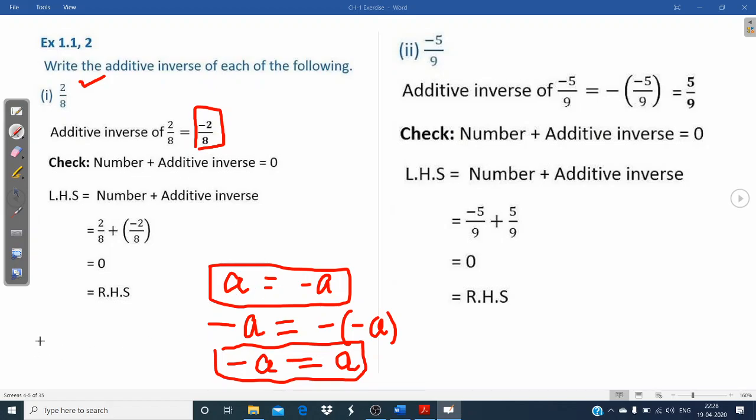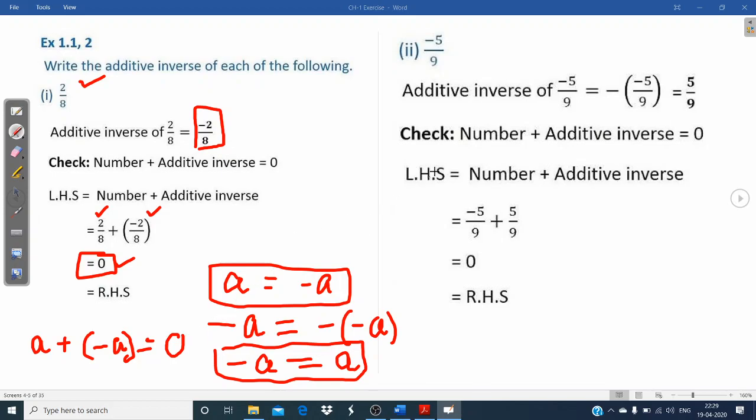Now if you want to check, you can check this property also: number plus additive inverse. This we have also seen in the property in the last video. If a term is a, its additive inverse is minus a. And if you add these two, what do you get? 0. So you have to check this also. Number 2 by 8 plus its additive inverse, minus 2 by 8. So plus minus, both will cancel, and the final answer you get is 0. So this property is also satisfied.